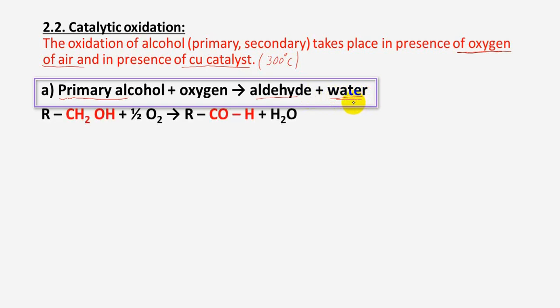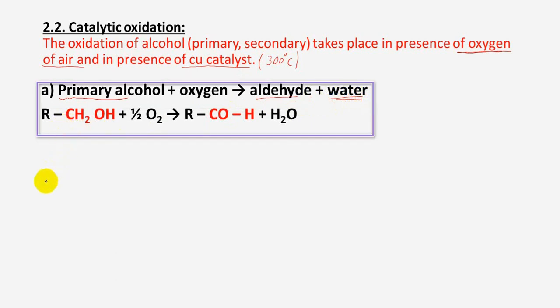The general equation of catalytic oxidation is primary alcohol plus half O2 for balancing the equation. We have plus half O2. As we said, in mild oxidation, the functional group of alcohol is changed into another functional group, which is an aldehyde. Aldehyde, as we took previously, is C double bond O with H, in addition to water.